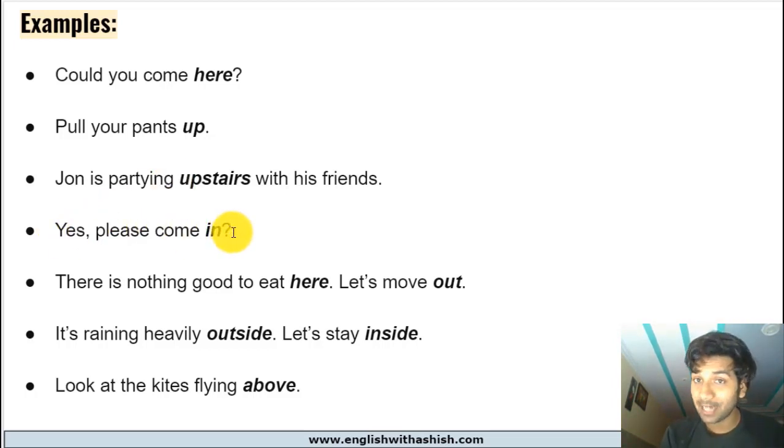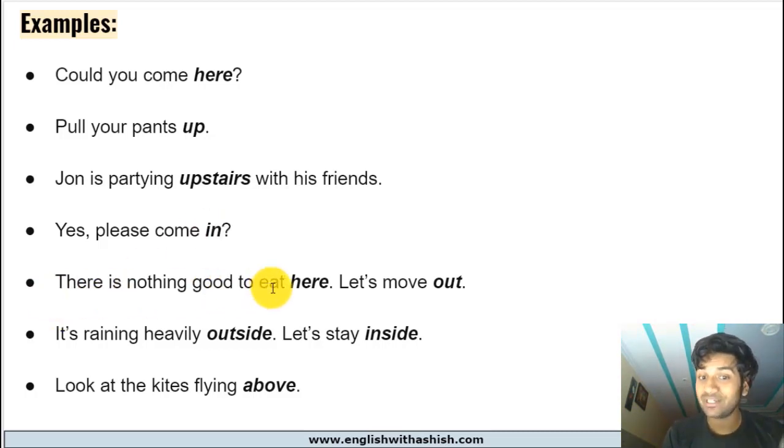Yes, please come in. Come where? In, right? So you must know this, right? When you want to get into a class, what do you say? You say, may I come in, sir or madam? So the answer will be yes, please come in. Come where? In. Come in. Go out. Talking about the place of the action.